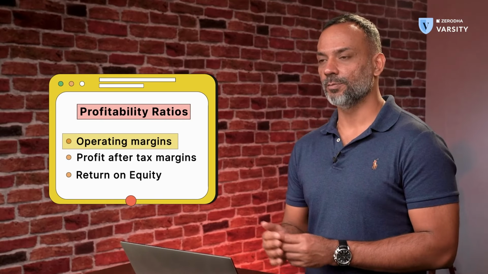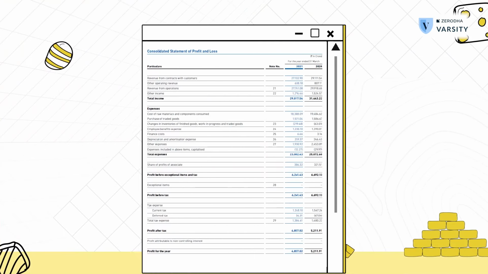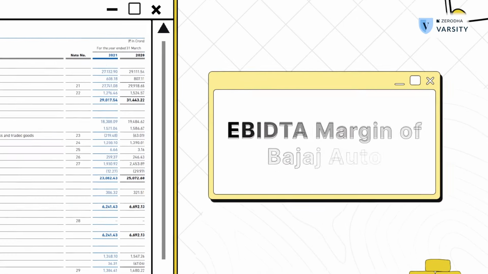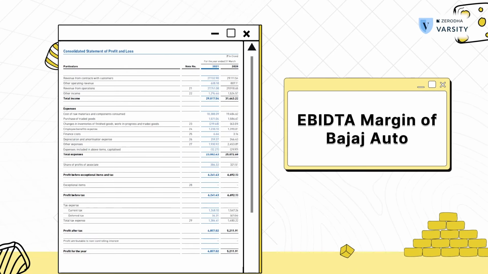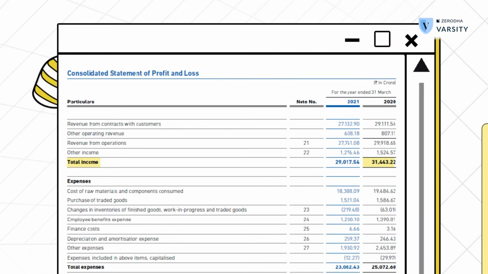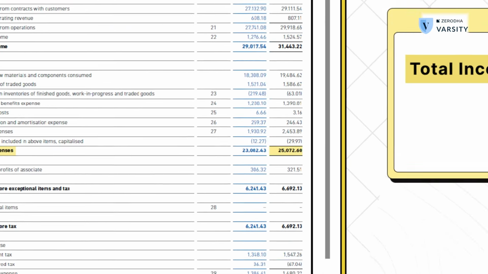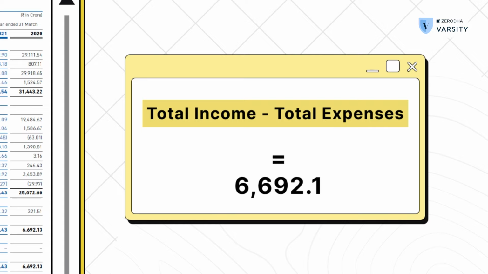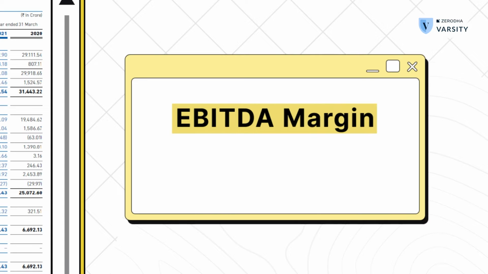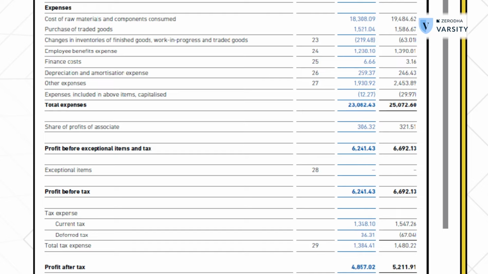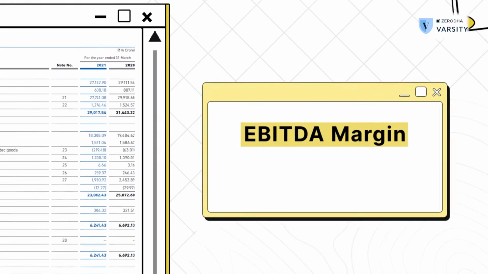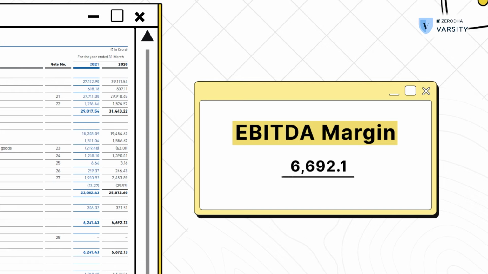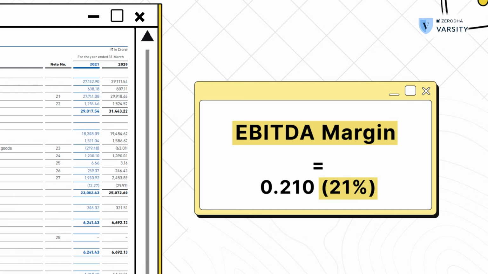Let's go ahead and calculate the operating profit margin of Bajaj Auto. As a first step, we calculate the EBITDA of Bajaj Auto. Like I mentioned earlier, you can do this by taking the difference between the total income and the expenses. Now, to calculate the EBITDA margin, I simply divide the EBITDA number by the total income. And as you can see, the EBITDA margin for Bajaj Auto is 21%.